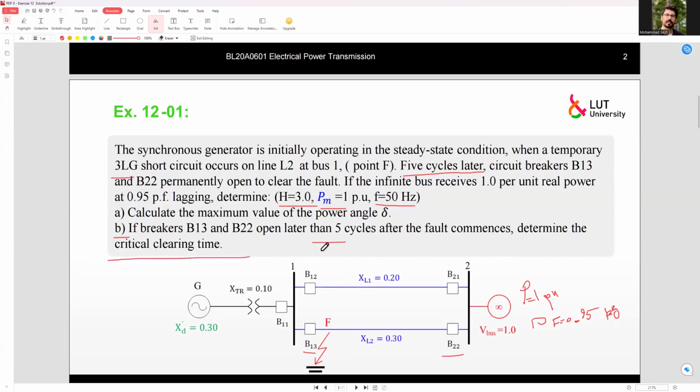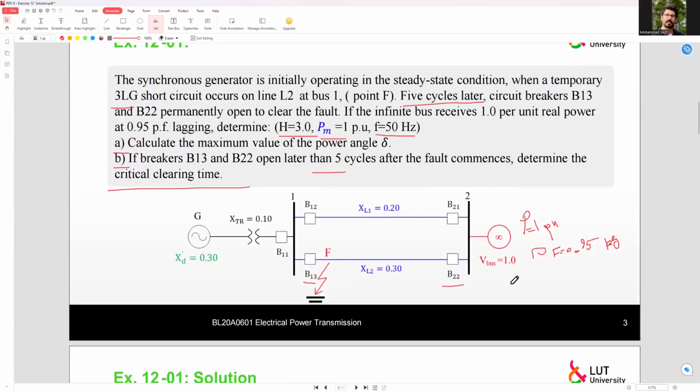So in the first part, we know when the circuit breakers open, so we know when we will have our post fault conditions. But in part 2, we want to find the critical clearing time in which the system remains stable, so it's the most time frame that we have to clear the fault to prevent any instability in the system.